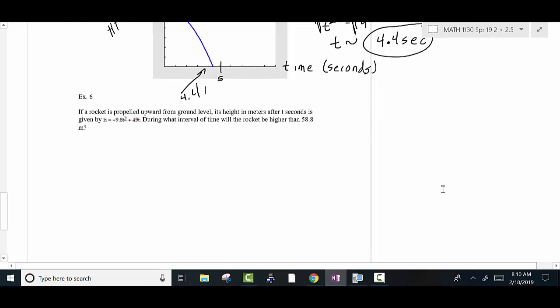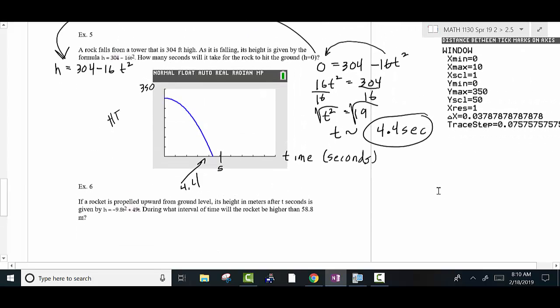This one is more like an inequality. On this next one, we've got a function that's a little different: negative 9.8t squared plus 49t. It asks, during that interval, what time will the rocket be higher than 58.8 meters? That tells you it's an inequality. We need to do this one graphically.